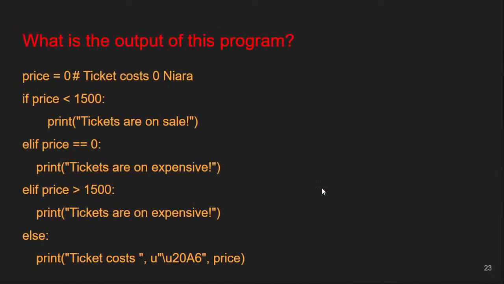Okay, then I want you to try this program as well and see whether you get the desired output. So you can see here inside this program we have 2 elifs. Okay, one to check for price equals 0 and one to check for price greater than 1,500. So I want you to try all of this and see whether you get the desired output, whether the output you get made any logical sense.